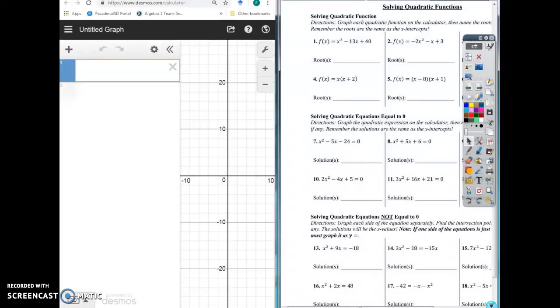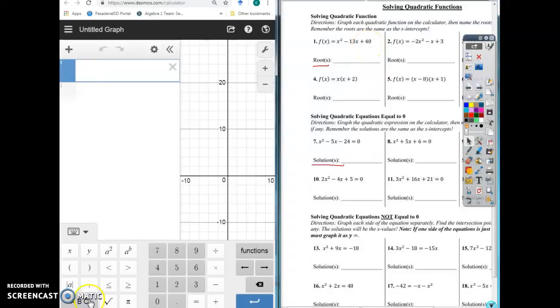Okay, guys, these are going to be super easy. You're going to put all of these in Desmos and find the roots, solutions, x-intercepts, whatever word they give you, they're asking for the same thing. So we're going to type this. I'm going to do a few and then you do the rest of them. Problem number 1, we're going to type it in Desmos.